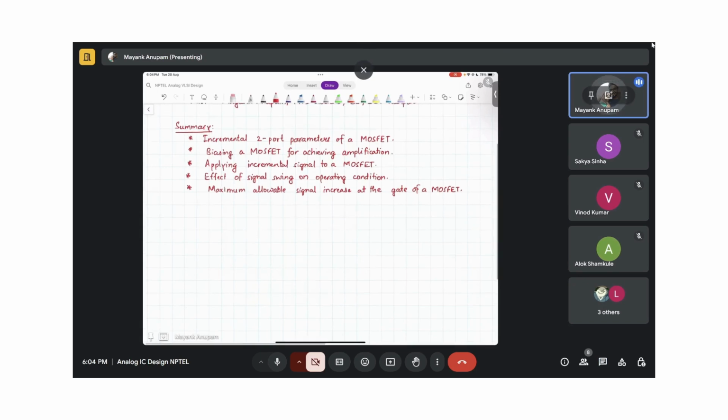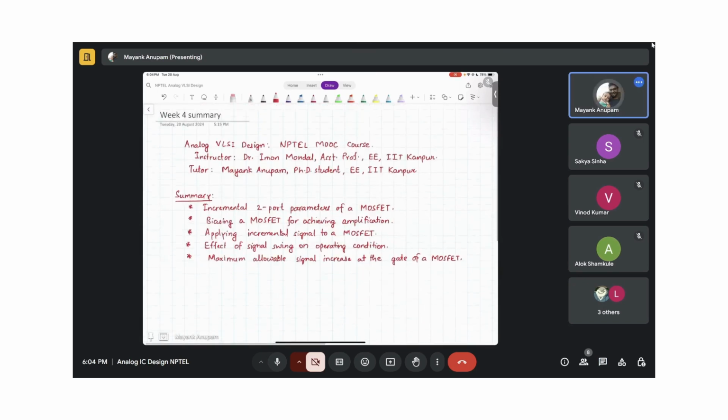Okay. So, as always, we start with a quick introduction. The course name is Analog VLSI Design. It's an NPTEL MOOC course, massive open online course. The instructor for this course is Dr. Iman Mandal. He is an assistant professor in the Department of Electrical Engineering at IIT Kanpur. I myself hold these tutorial sessions, these discussion sessions. My name is Mayank Anupam, and I'm a PhD student in the Electrical Engineering Department at IIT Kanpur.